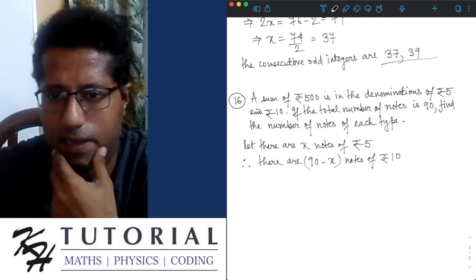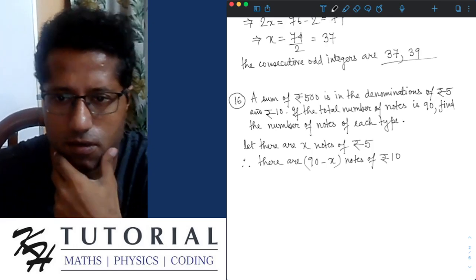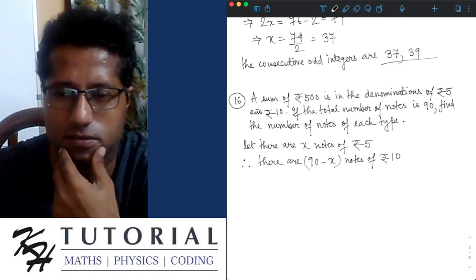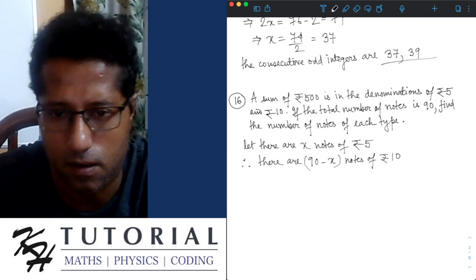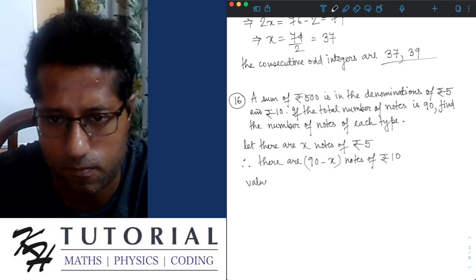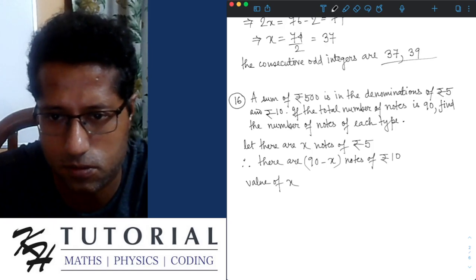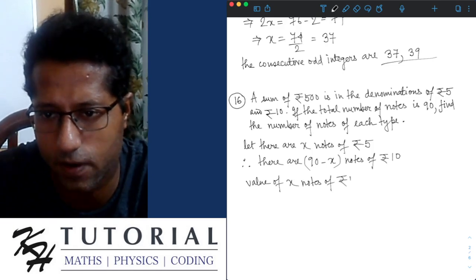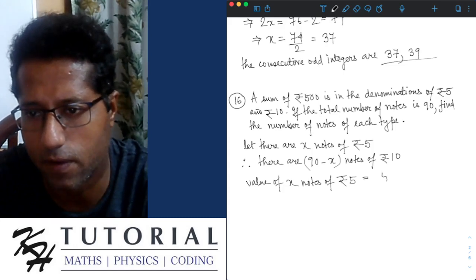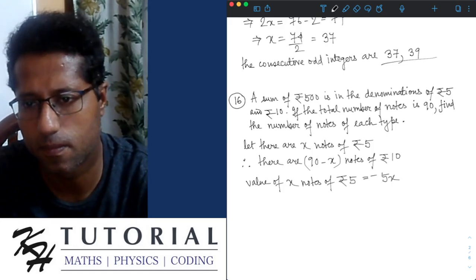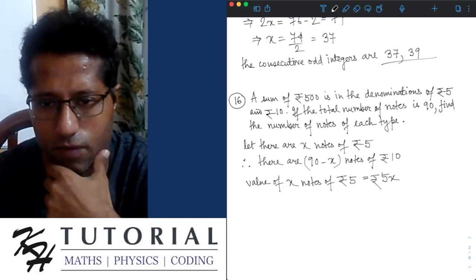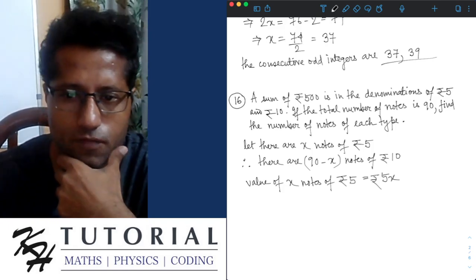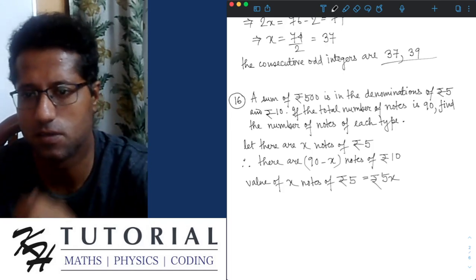So we see that as per our assumption, X is the number of notes of rupees 5 and 90 minus X is the number of notes of rupees 10. So from this we can say that the value of X notes of rupees 5 equals 5x rupees. The value of one note of rupees 5 is rupees 5, so the value of X number of notes of rupees 5 is rupees 5x.